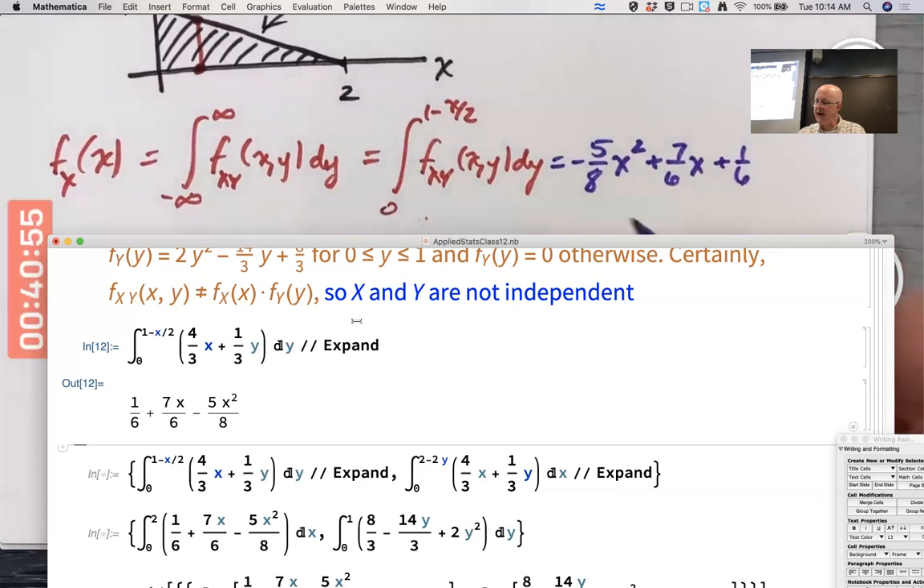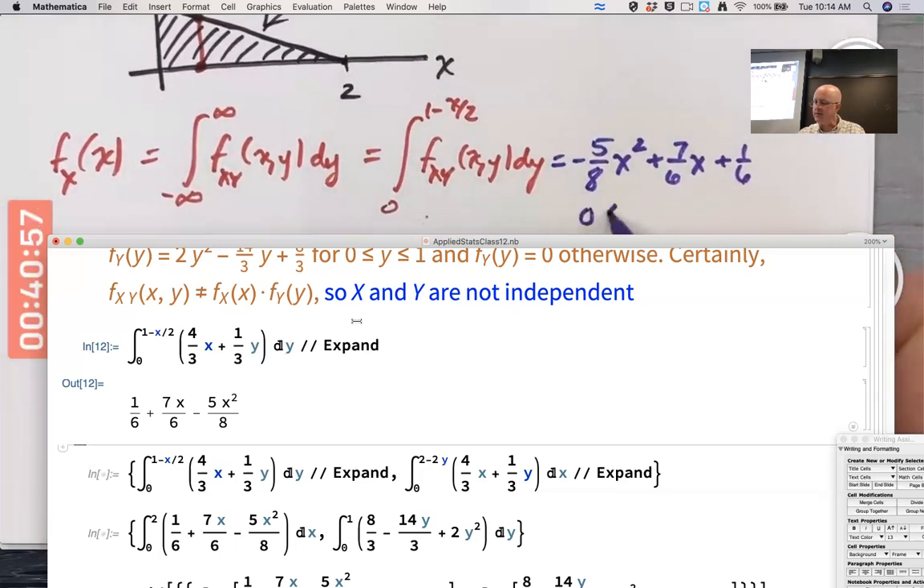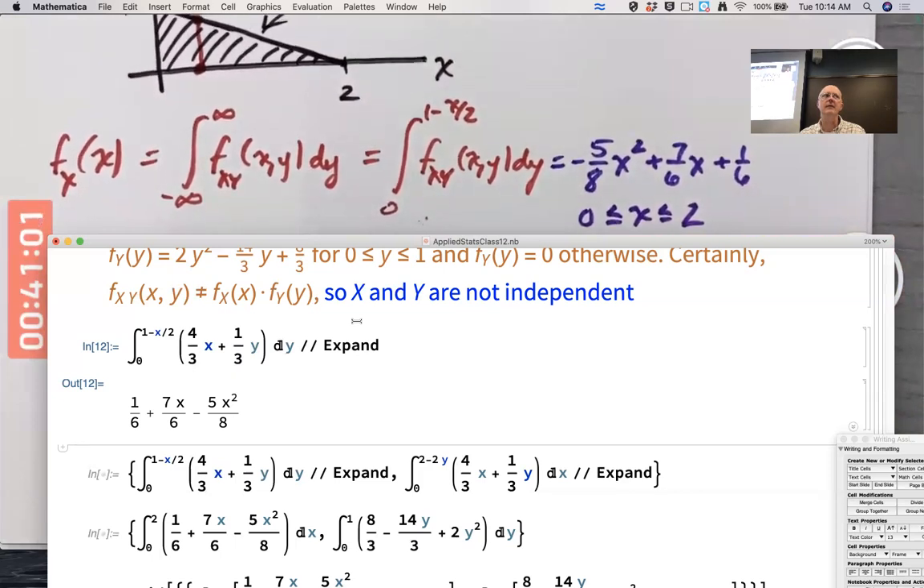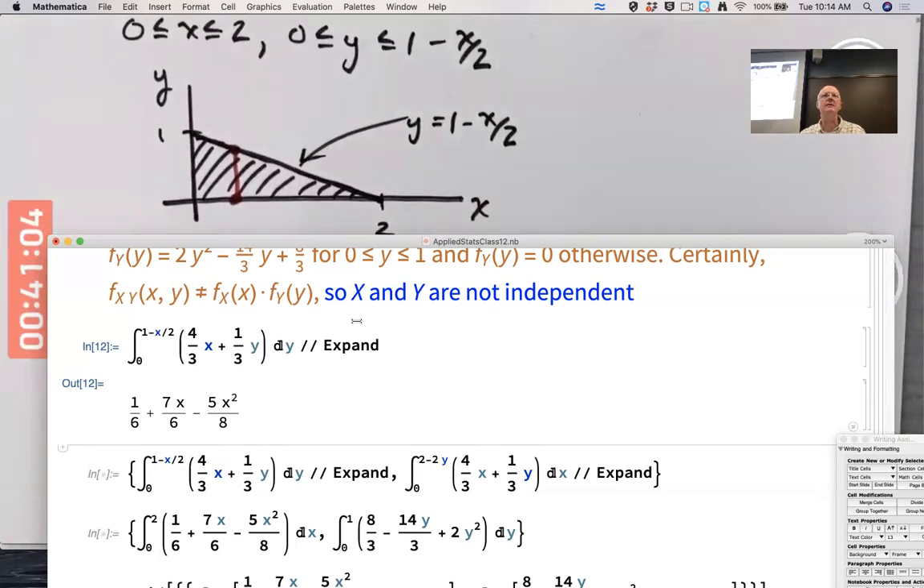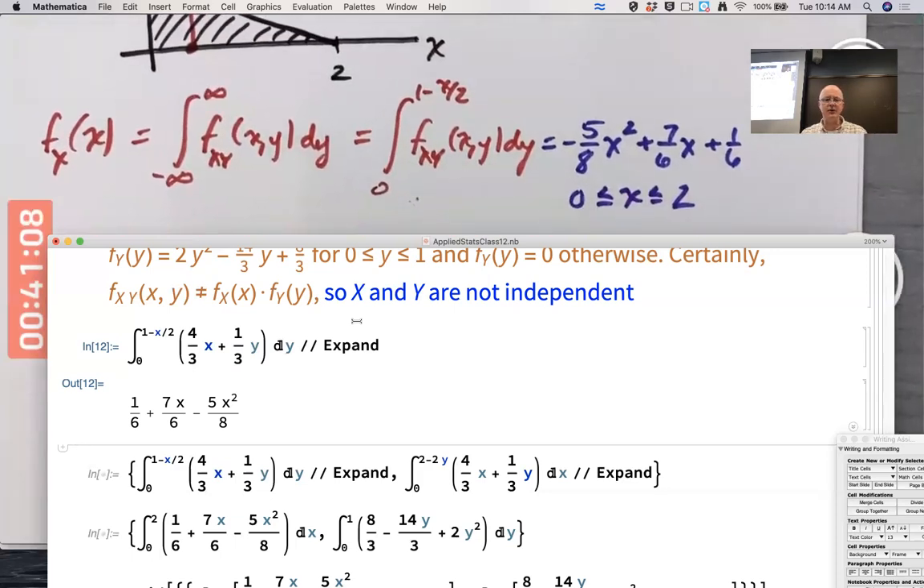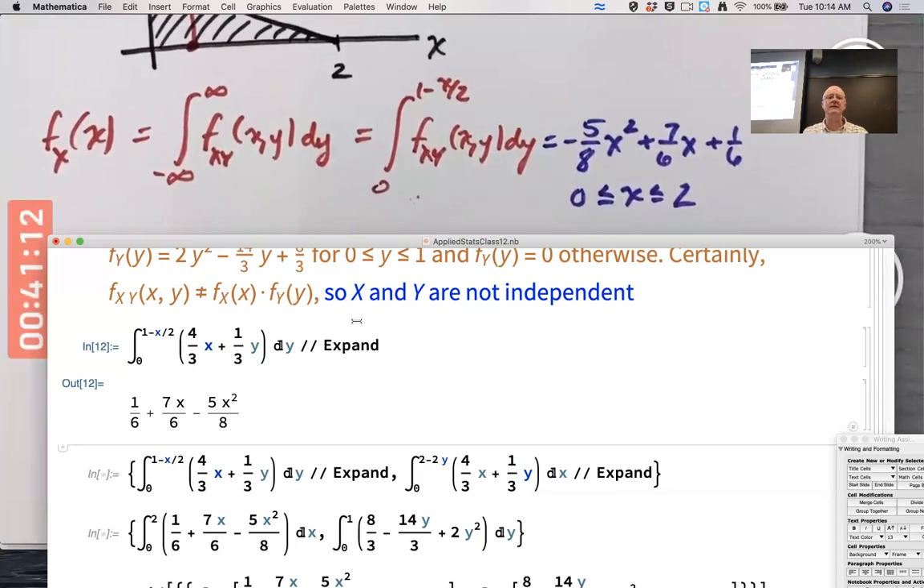What's the domain where this is valid? It's valid when X goes between 0 and 2. Right, in the triangle, X goes from 0 to 2. You might want to confirm that it is truly a PDF. We will do that. Just give us a minute here.